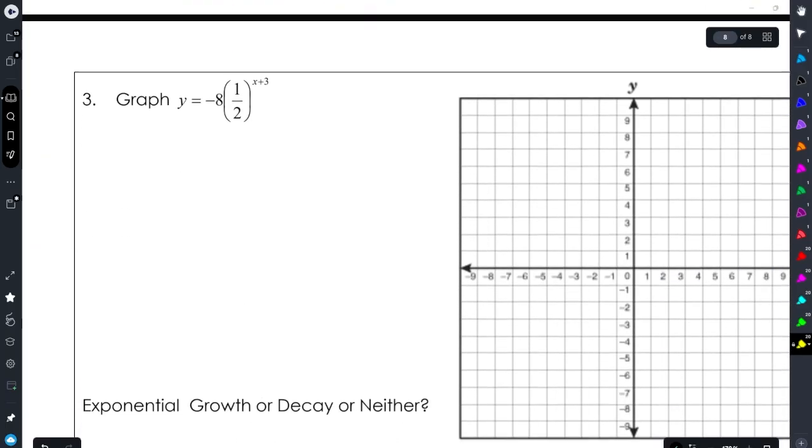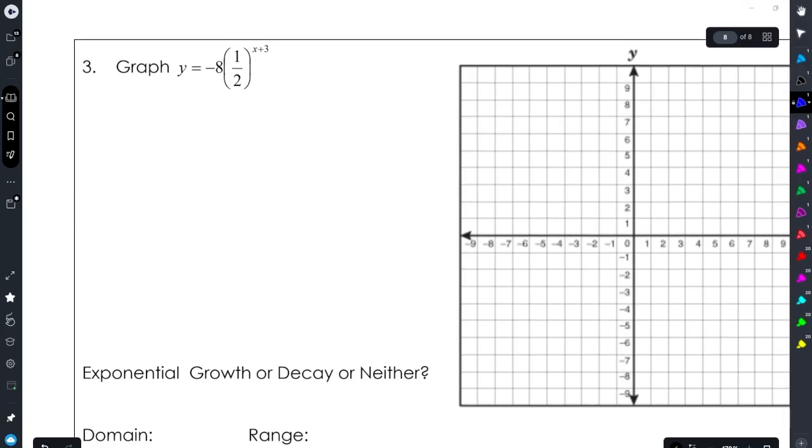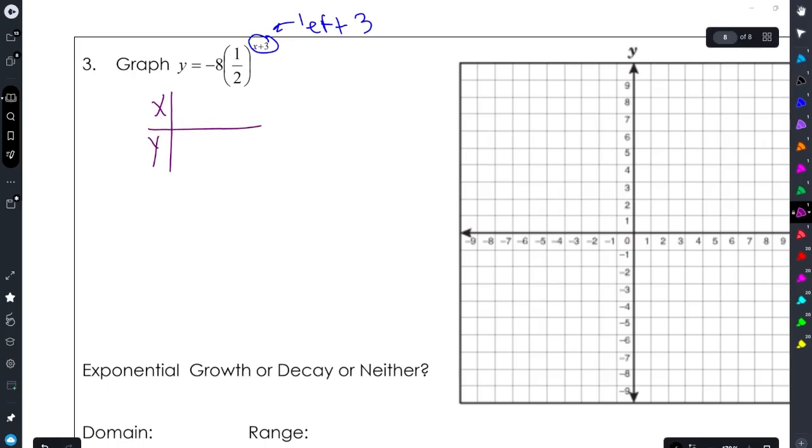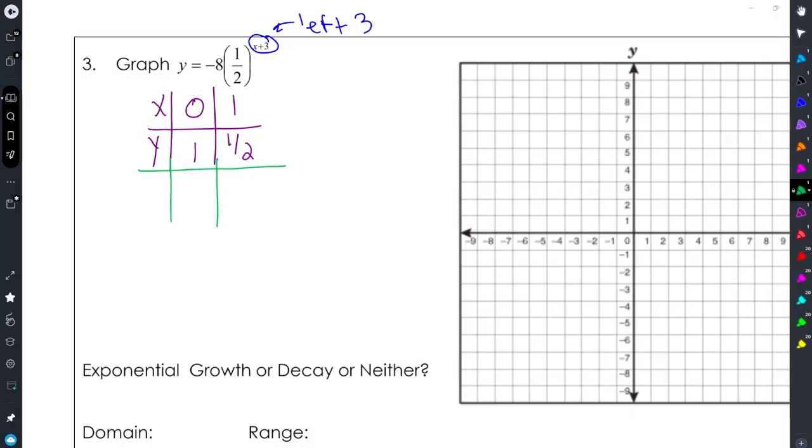All right, so now the next one here, this plus 3 means it's going to go left 3. We don't have a k value, so it's going to be like the ones from the other day where the asymptote is y equals 0. But let's graph this first. So we have our x, and we have y. So 0, comma 1, and 1, comma b, which is 1/2 or 0.5. Then we make that third row and multiply everything by -8.